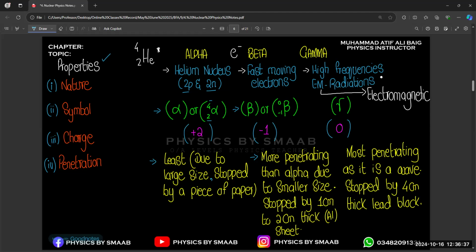Okay. So according to this scenario, we can see beta is able to penetrate more than alpha due to its smaller size. And if you want to stop beta particles, beta particles can be stopped by a 1 centimeter to 2 centimeter thick aluminium sheet.